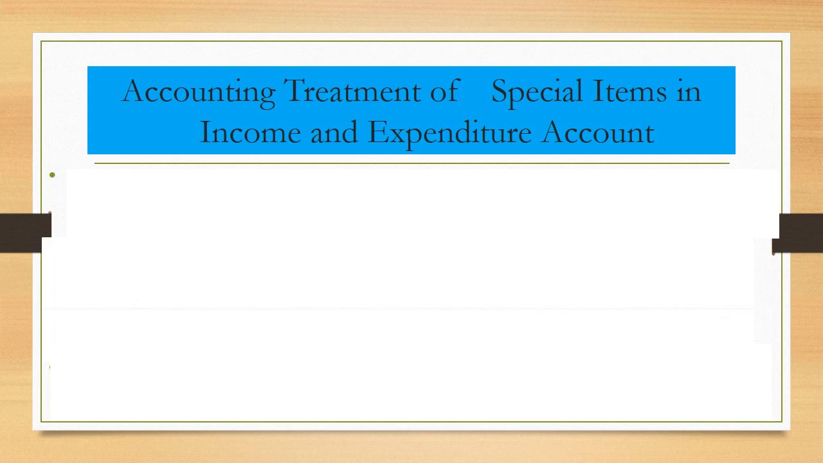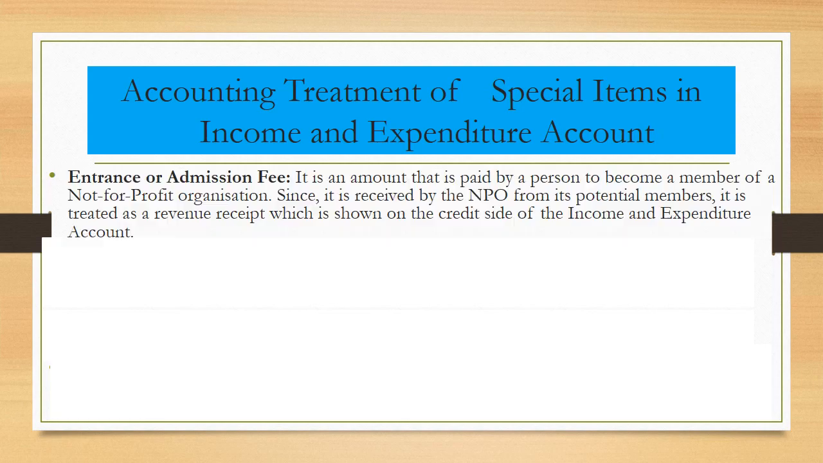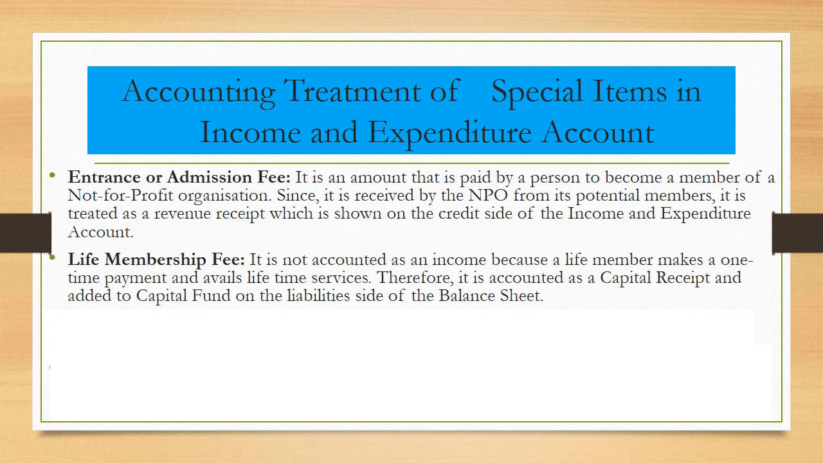Now, before starting anything new, we should know the accounting treatment of some special items first. First item which we must know in case of NPO is entrance fee or admission fee. It is an amount paid by a person for becoming a member. और ये fee revenue nature का होता है. That's why it will be termed as income for the year and it will be represented on income side of income and expenditure account.